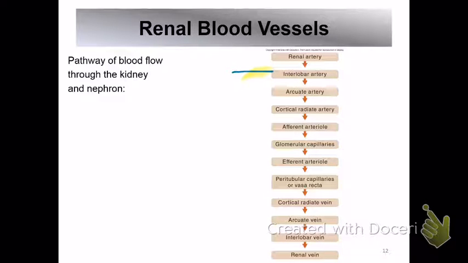Artery, interlobar artery branches into arcuate, and then cortical, afferent, glomerulus, E. So you want to know that order right there.